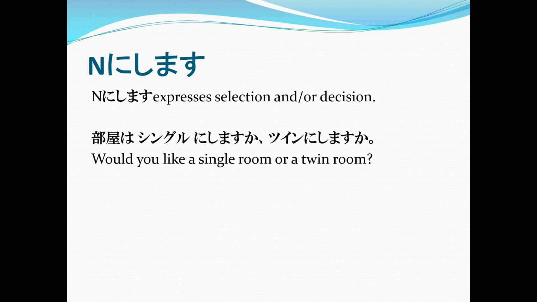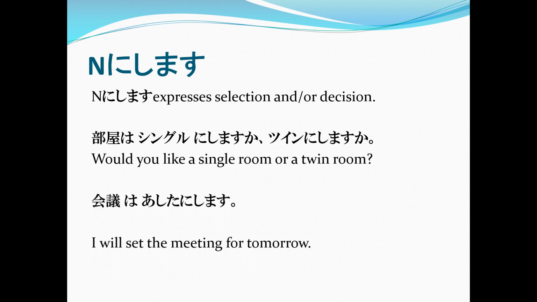Notice that the noun single, then adding ni shimasu, or the twin ni shimasu, making the listener choose or decide between the two selections. Another example. Kaigi wa ashita ni shimasu. I will set the meeting for tomorrow. Again, making the decision to change the meeting into tomorrow. わかりました皆さん? わかったね.